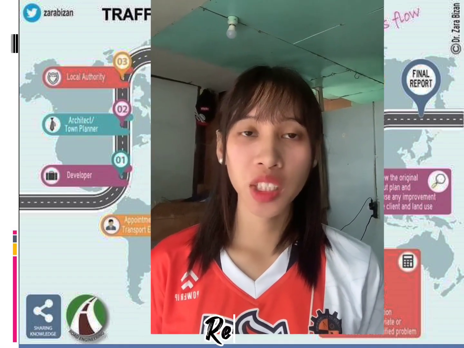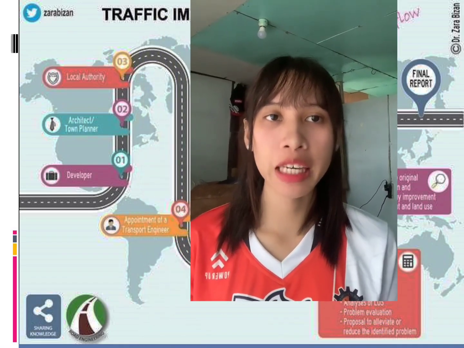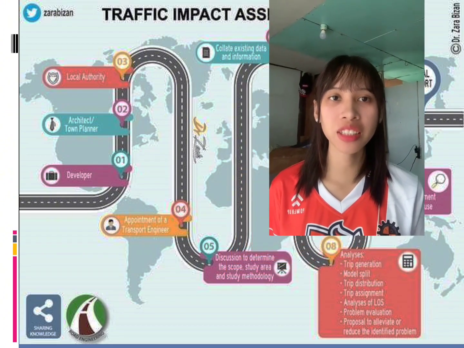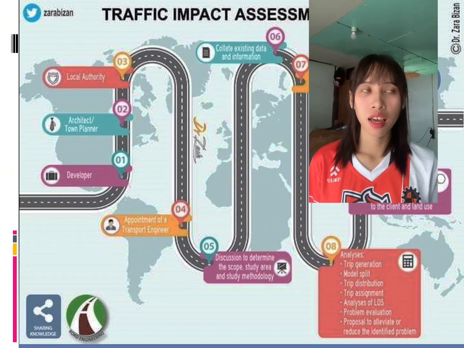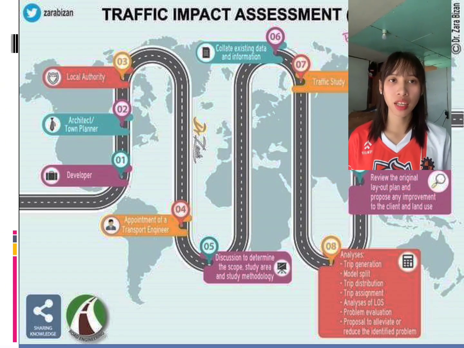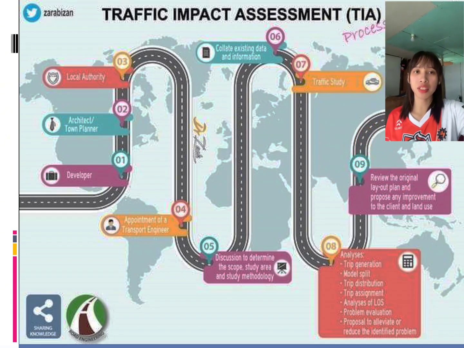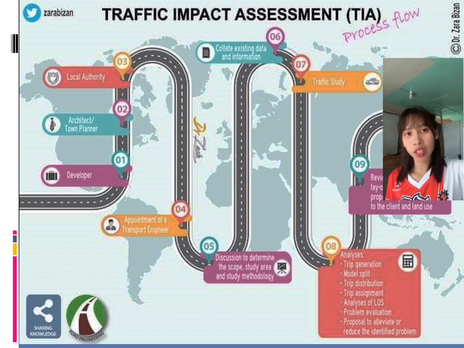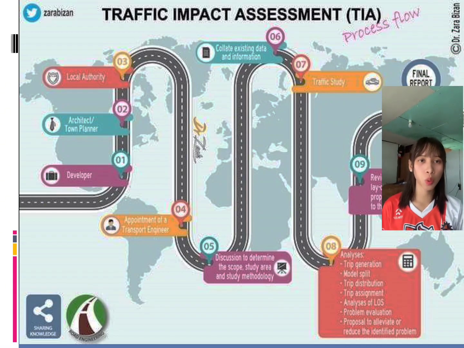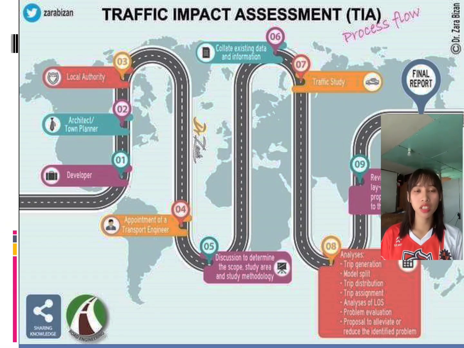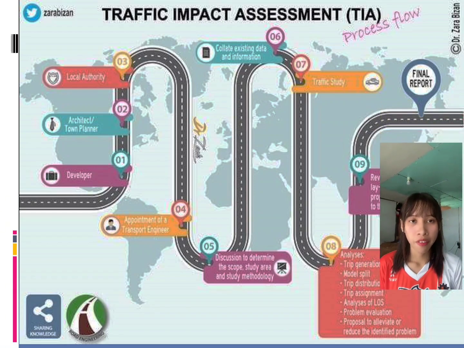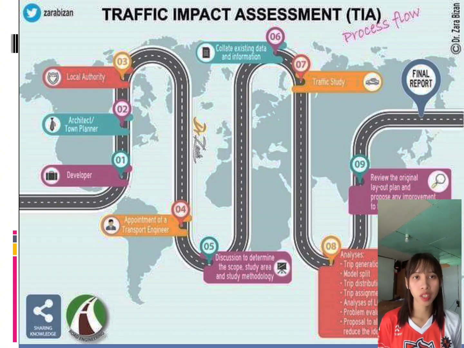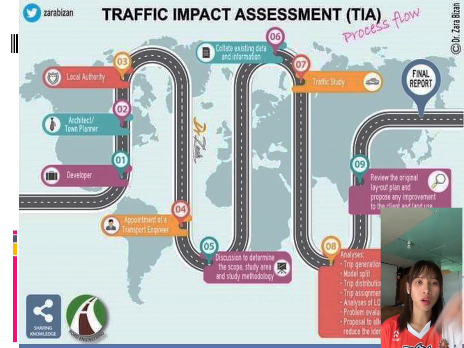So we are going to proceed to the traffic impact assessment. As you can see in the figure, it is the process flow in which someone can generate a traffic impact assessment. First, you can see that there are stakeholders. The first is the developer, followed by the architect or town planner, then followed by the local authority, and so on.